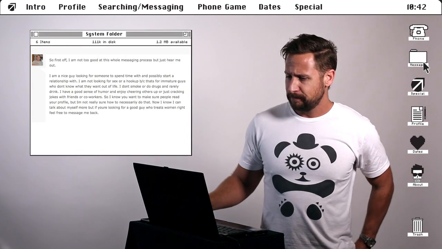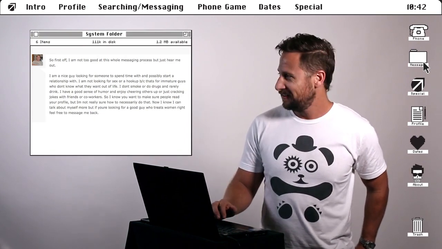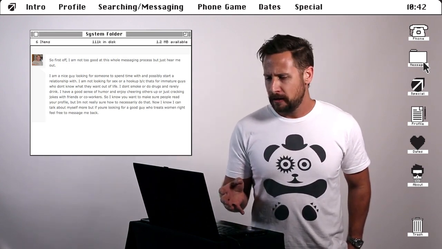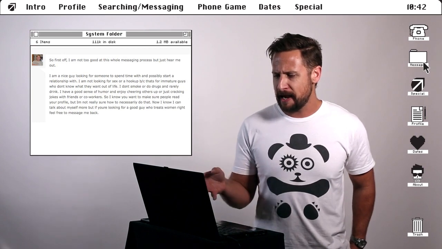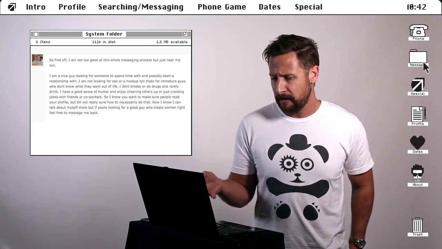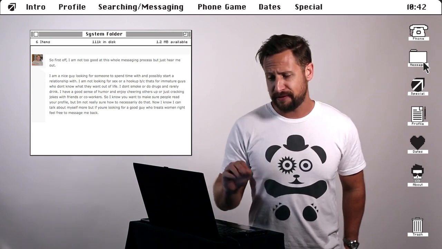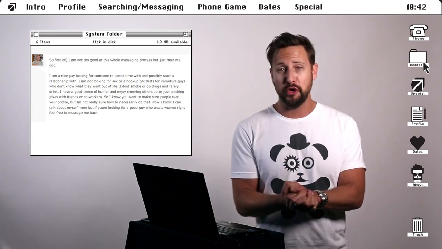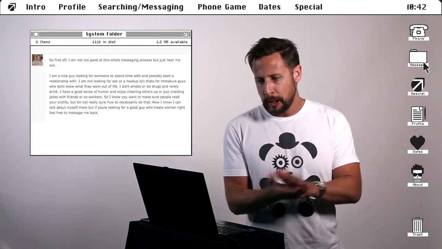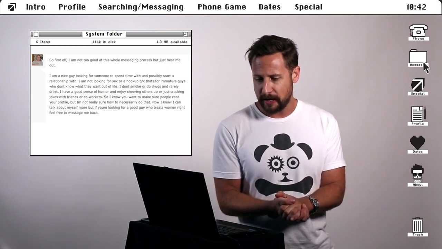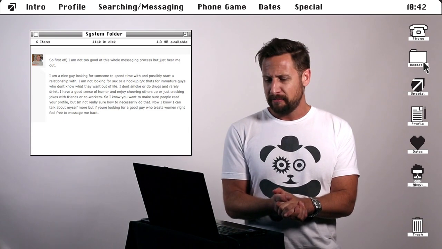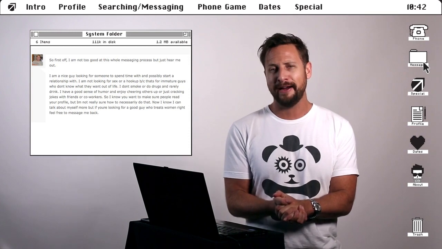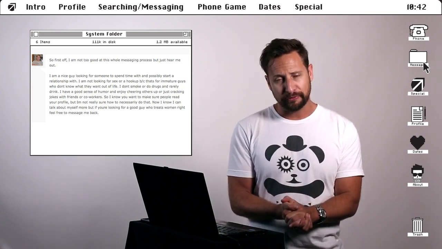So first off, I'm not too good at this whole messaging process, but just hear me out. I'm a nice guy looking for someone to spend time with and possibly start a relationship with. I'm not looking for sex or hookup, because that's for immature guys who don't know what they want out of life. I don't smoke or do drugs and rarely drink. I have a good sense of humor, and enjoy cheering others up or just cracking jokes. So I know you want to make sure people read your profile, but I'm not really sure how to necessarily do that. I know I can talk about myself more, but if you're looking for a good guy who treats women right, feel free to message me back.